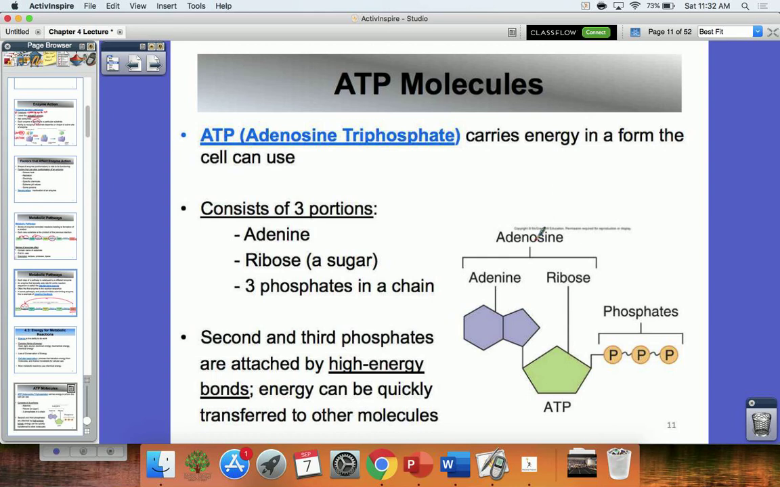Okay. And a very important point to note is that the second and third phosphate groups, this is where the energy is stored. And so whenever energy is released, it is because the bond between the second and third phosphate group has been broken. And that's where that energy is stored.